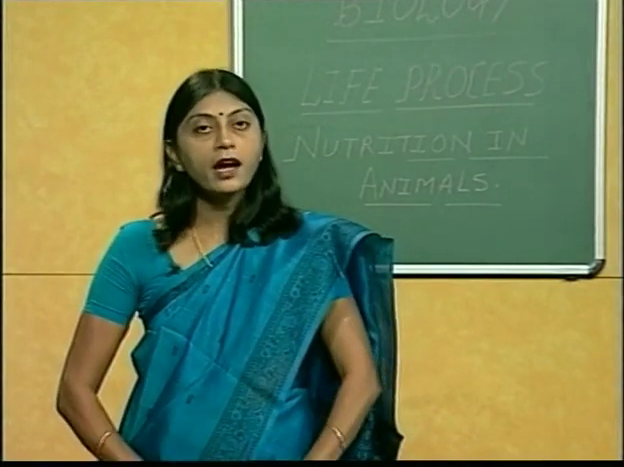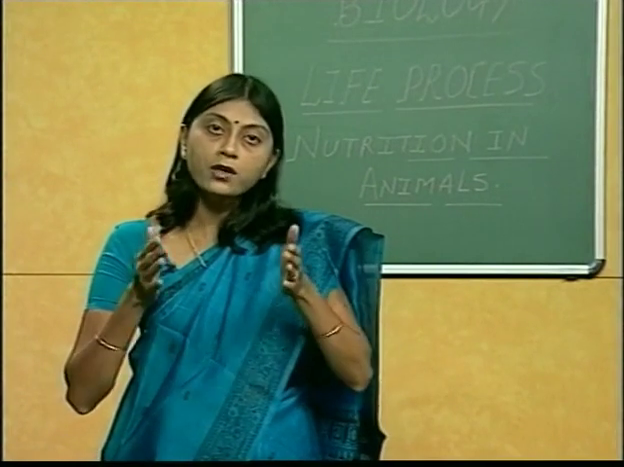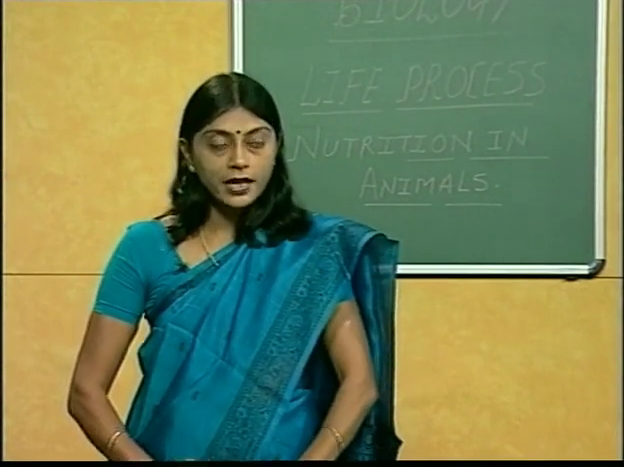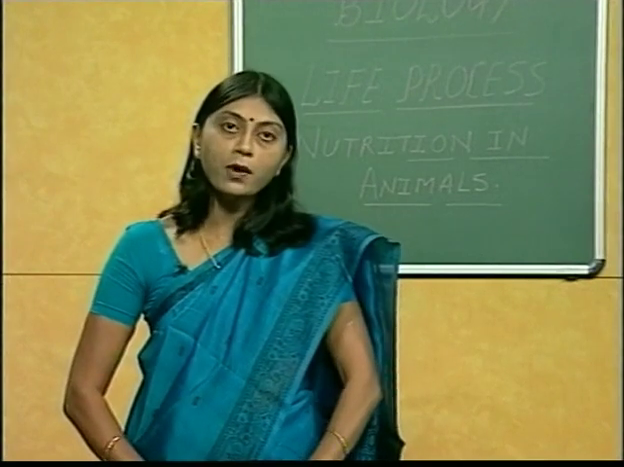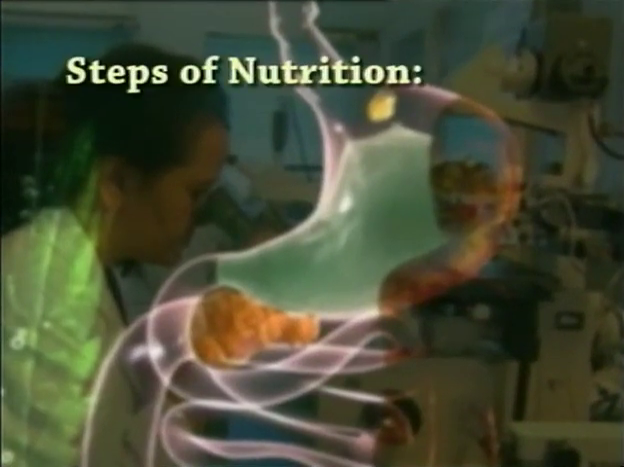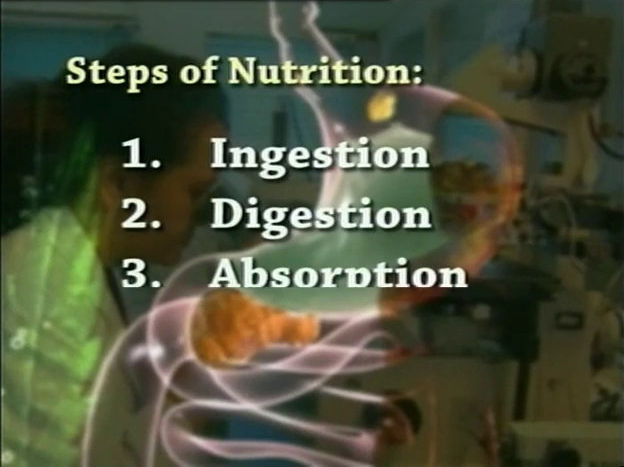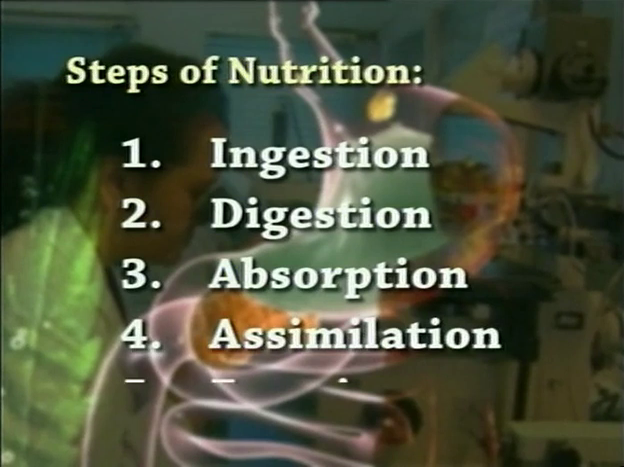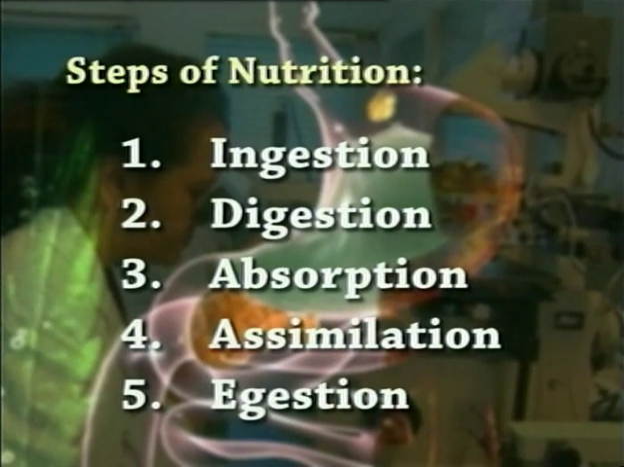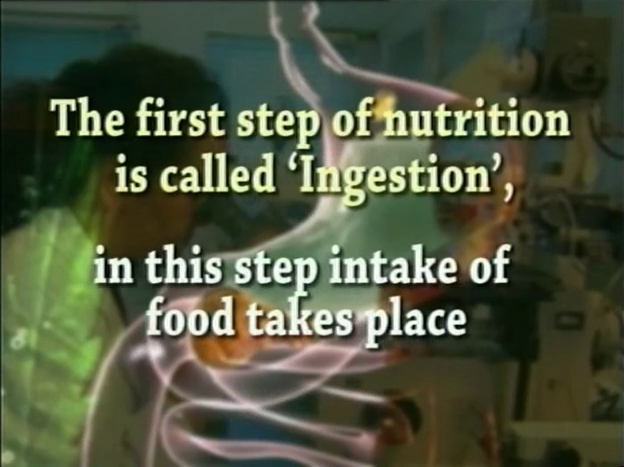Now, actually we have to study the nutrition. In that nutrition, 5 different steps are involved, and these 5 steps are common in all animal nutrition. The first step of nutrition is ingestion, second digestion, third absorption, fourth assimilation, and the last one is egestion. The name itself indicates the meaning of the steps. Ingestion means taking the food inside the body, okay?